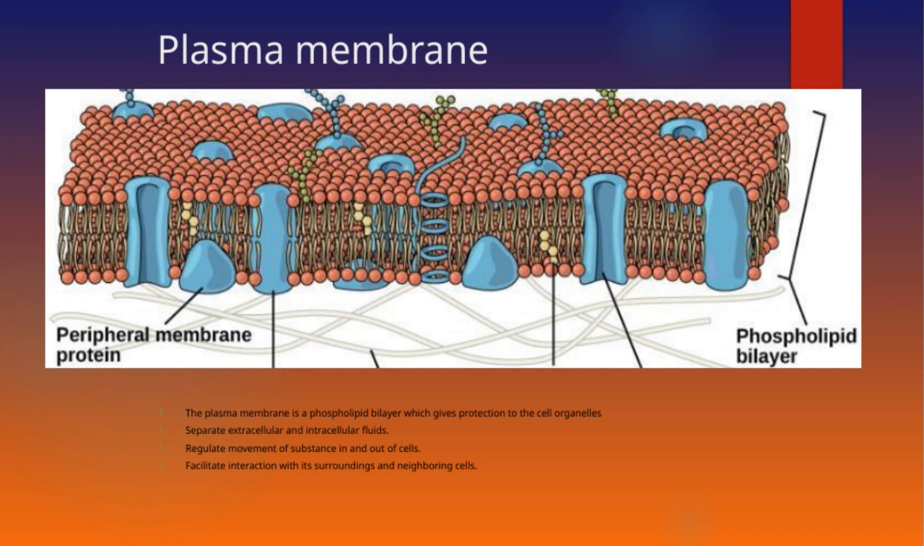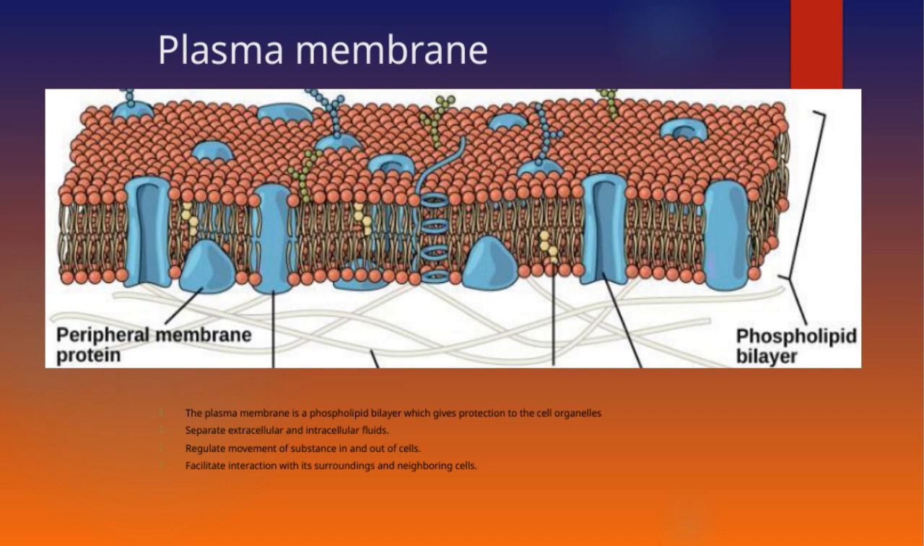One of its key functions is to separate the extracellular fluid, which is the fluid outside the cell, from the intracellular fluid inside the cell. This separation is vital because it allows the cell to maintain a stable internal environment, or homeostasis. The plasma membrane also acts as a gatekeeper. It regulates what substances can enter or leave the cell, ensuring that nutrients get in, waste gets out, and harmful substances are kept at bay. This selective permeability is essential for the cell's survival and proper functioning.